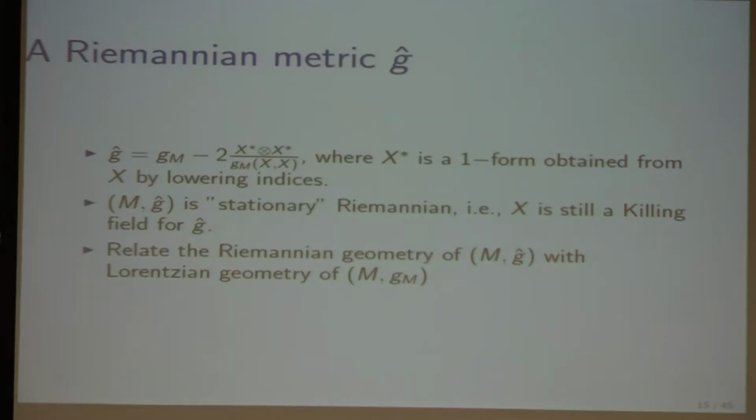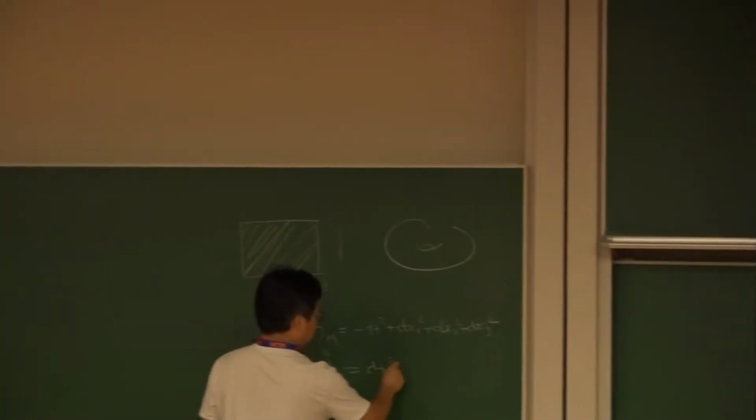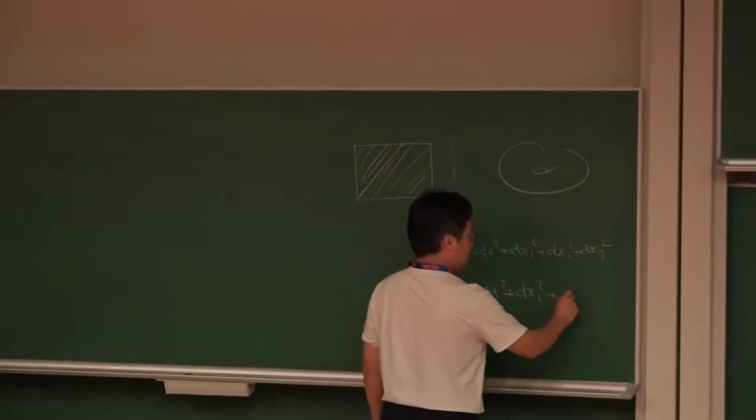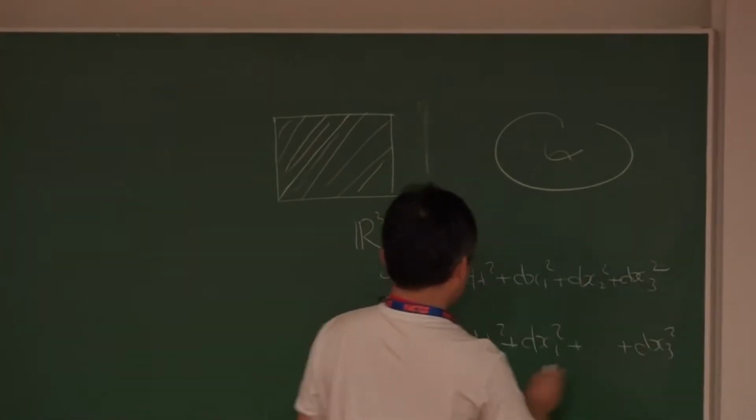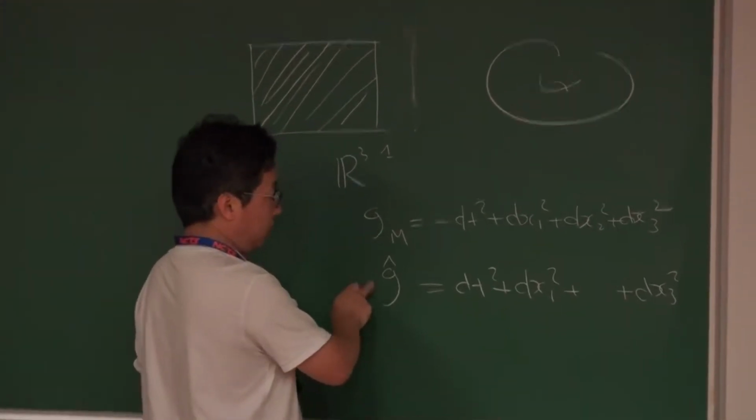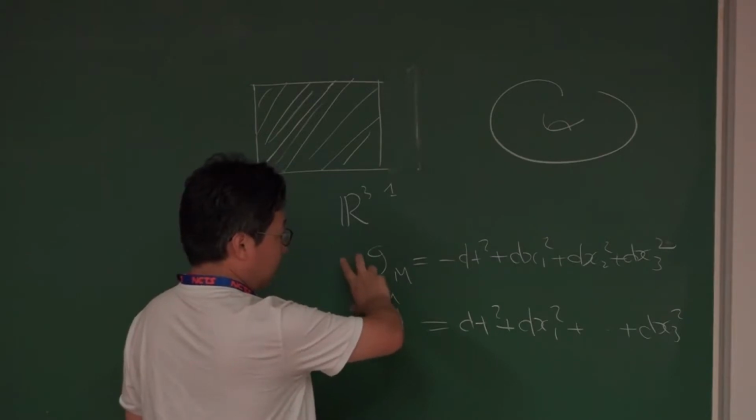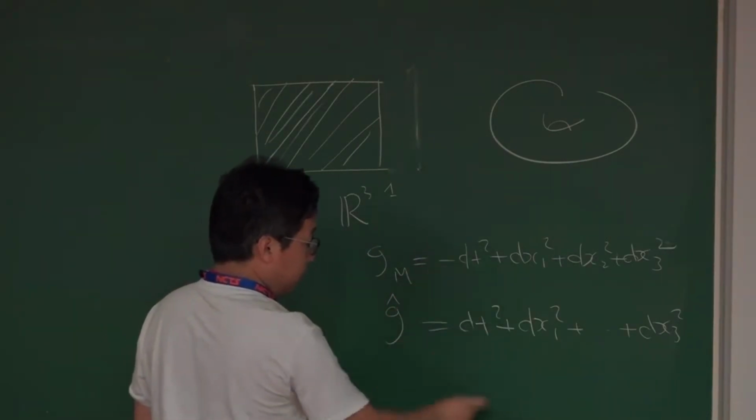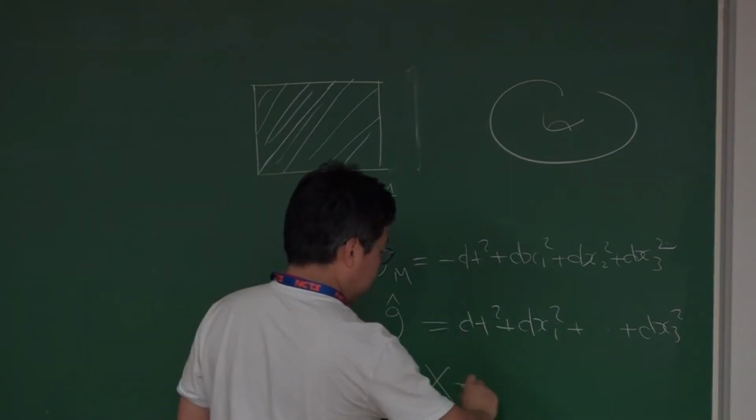So in Minkowski space-time, R^{3,1}, this Gm is just minus dt squared plus dx squared. So this G hat is just dt squared plus dx squared. So this is the Riemannian metric, and this is a Lorentzian metric. They are associated to each other through this Killing field. Here the Killing field is just this one.